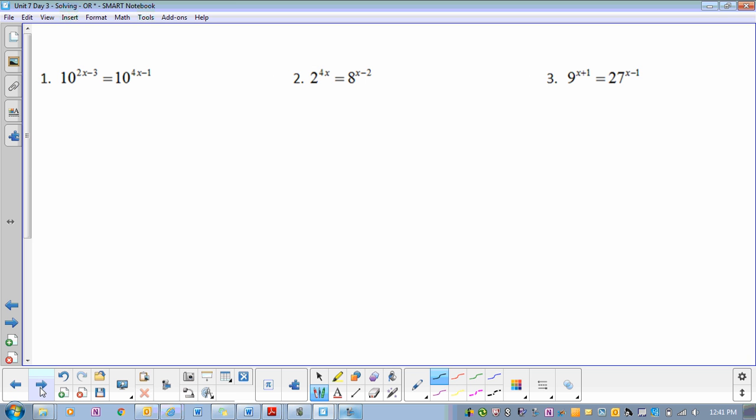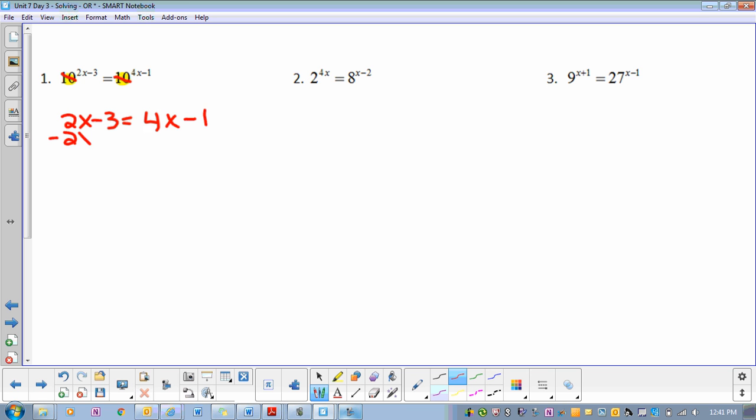So look at number 1. What are your bases? 10. 10. They're already the same, right? So you can drop the base and then set your exponents equal to each other. You can only drop the base if your bases are the same. And then just solve.